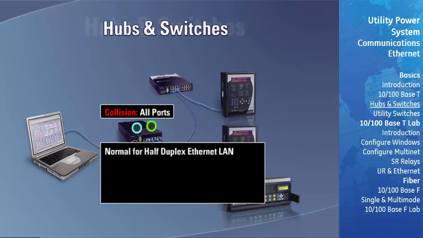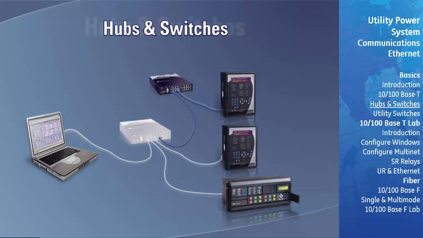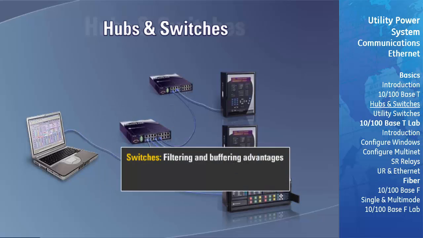This is normal for a half-duplex Ethernet LAN, and in such a case, both messages would eventually get through all ports using a collision detection mechanism, which is built into the Ethernet layers, but there would be additional delays. In recent years, the filtering and buffering advantages of switches have increased their demand, reducing manufacturing costs to be comparable to that of hubs, and as a result, many vendors are no longer offering hubs.